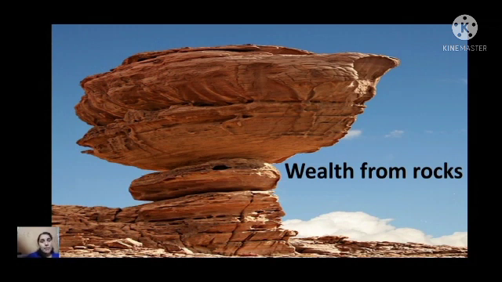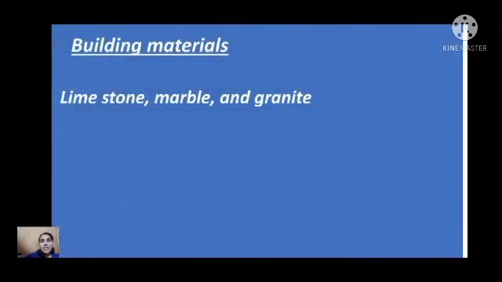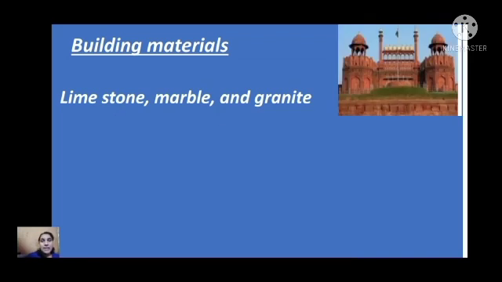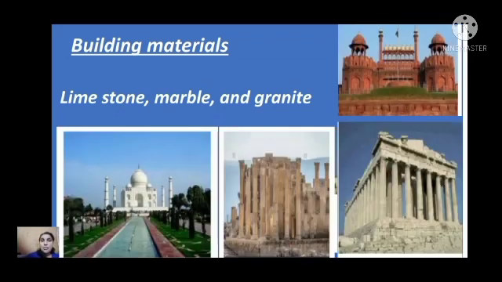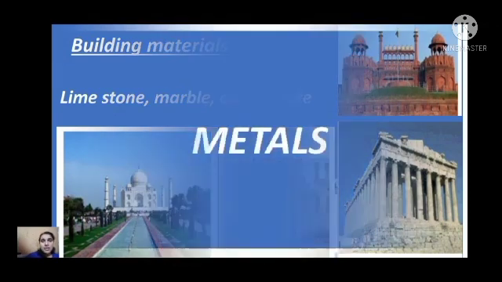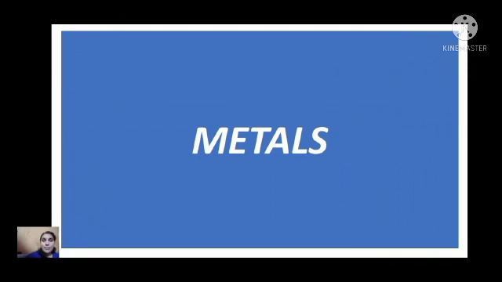benefits we get from rocks. Shall we start? Okay. The first benefit we get from rocks is that we use them as building materials. We use different rocks to make buildings and statues. For example, limestone, marble and granite. We use these rocks as building materials, and some are used to make cement, bricks, tiles, etc. Okay. And the second benefit, we get metals from the rocks.